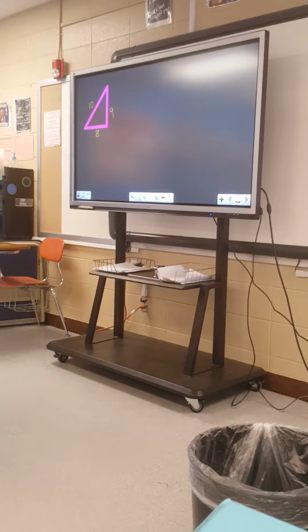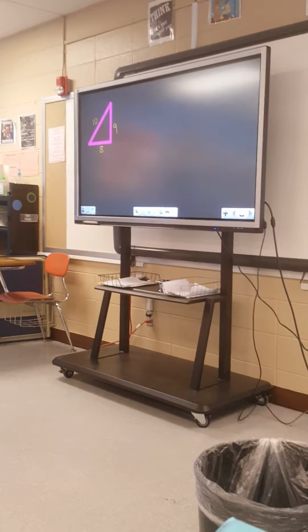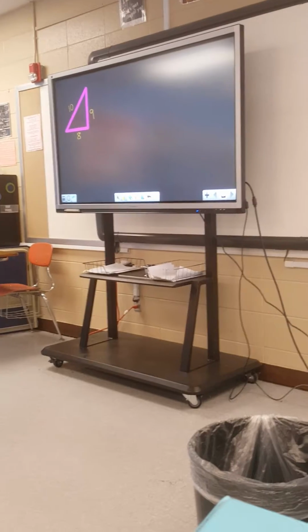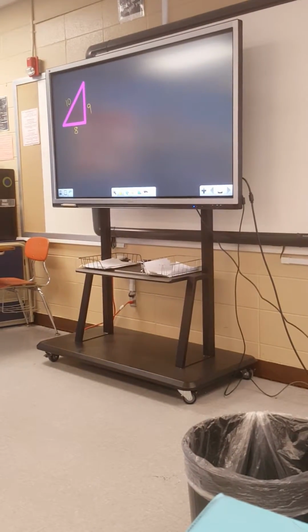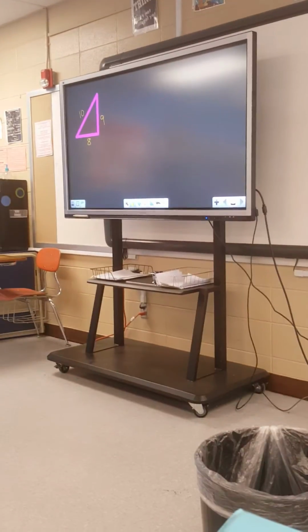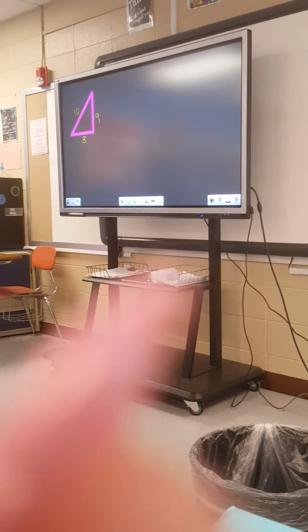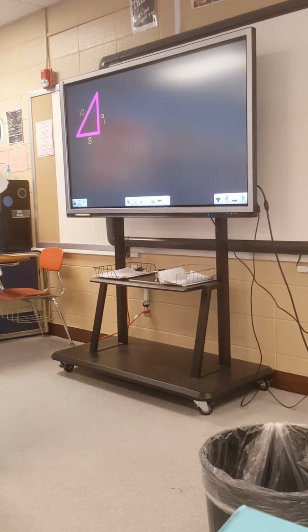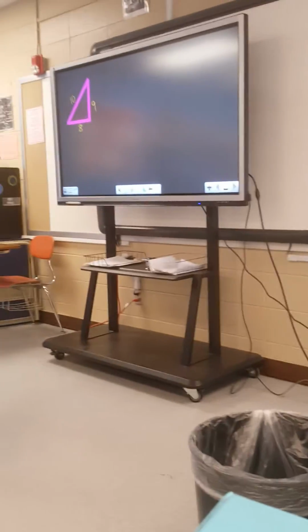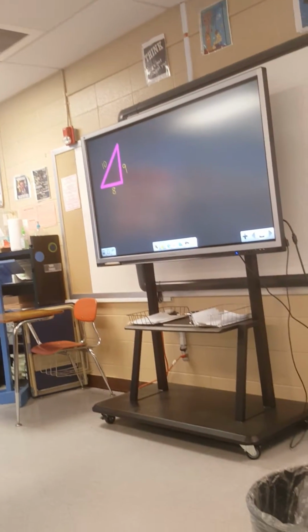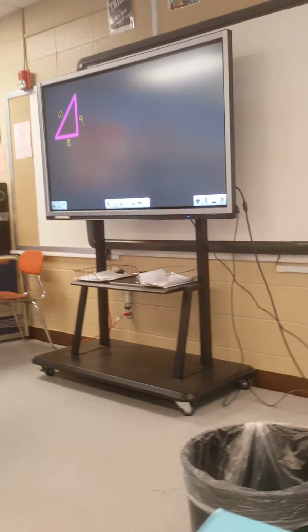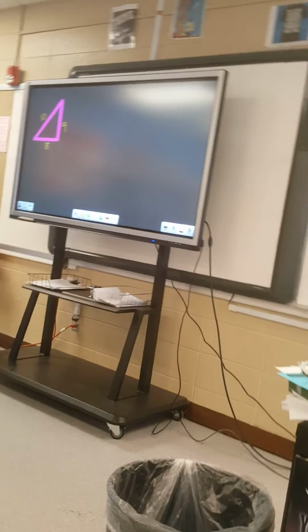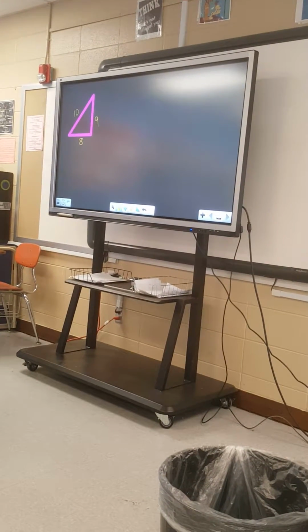Is it a right triangle? How do you know? What are you going to have to do in order to figure that out? There's a right angle. What does that mean? How would you know it's a right angle? It's a little box, 90 degrees. Do you see a box up there? No. So because there is no box, how can you tell that it's a right angle? It could be 89 degrees. It could be 91 degrees. It's not definite.